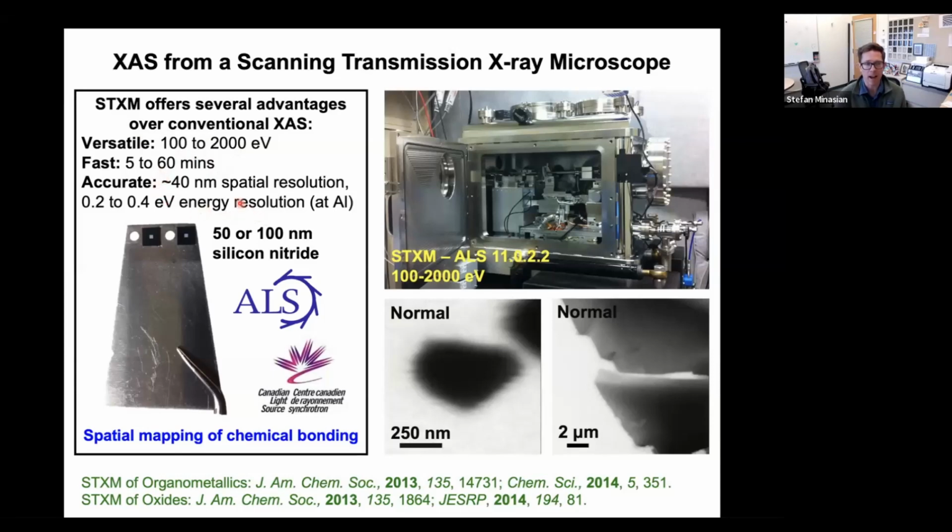It can provide very accurate results. Spatially, we have typically around 40 nanometer resolution, depending on which zone plate we're using. And our energy resolution at high energy, like at the aluminum K-edge, might be somewhere around 0.2 to 0.4 eV. But if you go down to lower energy, like at the carbon K-edge, it's closer to 0.1 eV.